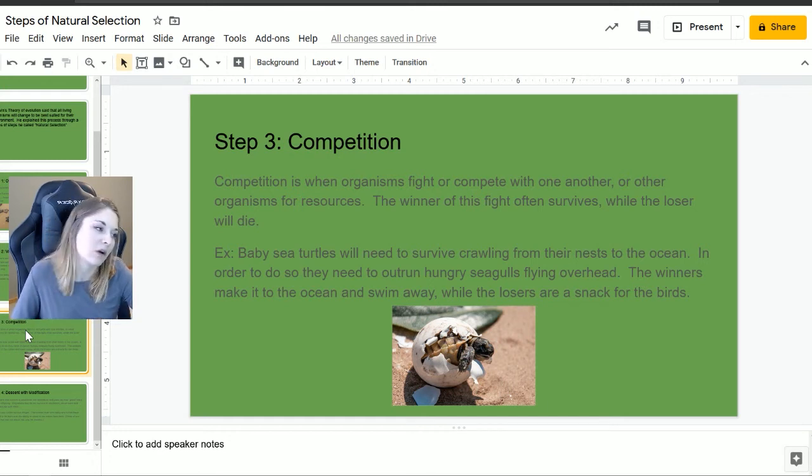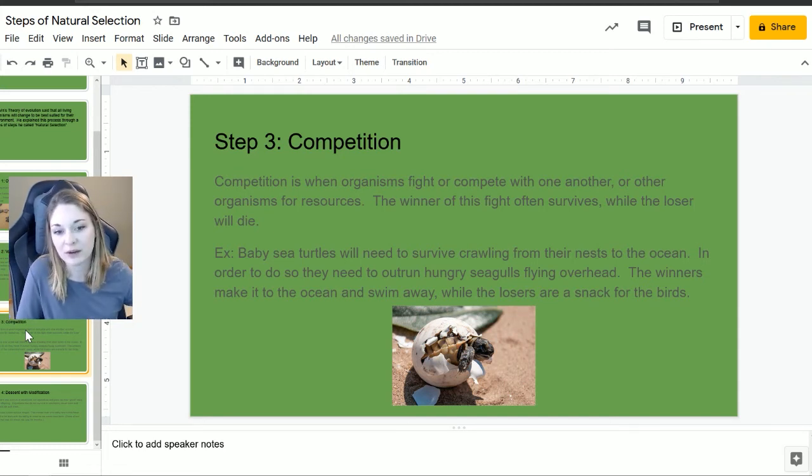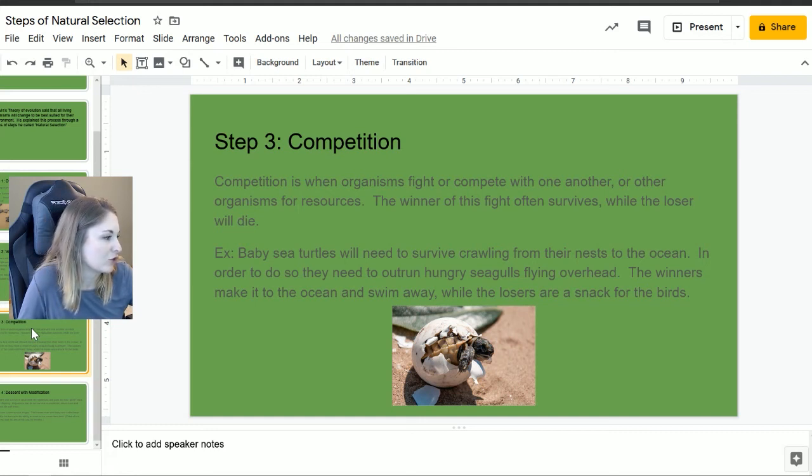With this example also, though, people have put a very heavy helping hand in this to try and keep seagulls away from turtles getting into the ocean. But that being said, before human intervention, the turtles were trying to get there without us.